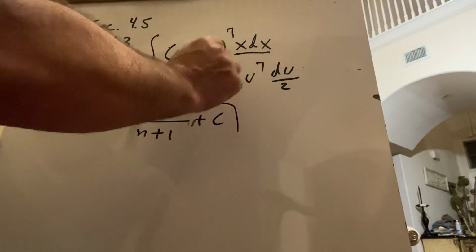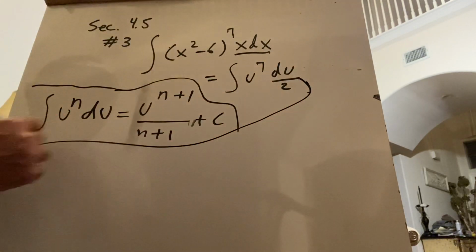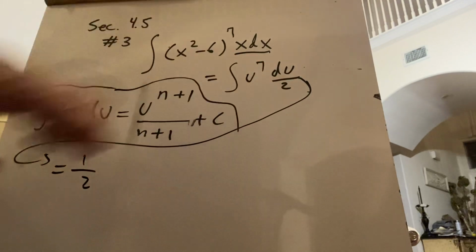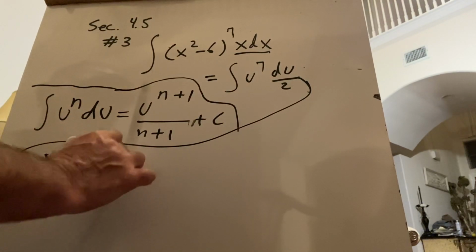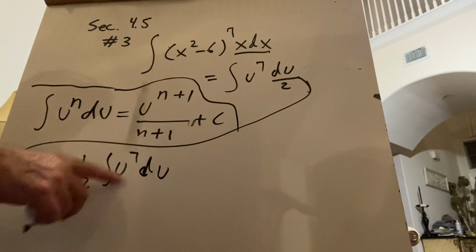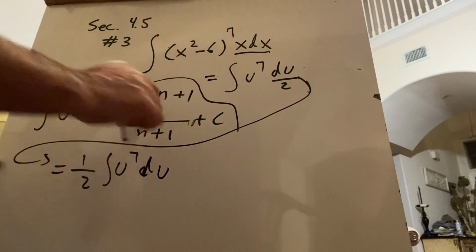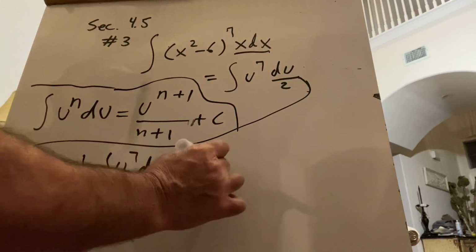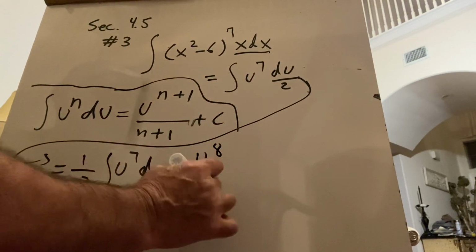From here, we have the same thing as 1/2, so that 2 from downstairs comes outside, times the integral of u to the 7 du. Now you can use the formula that says the integral of u to any power, in this case our power is 7, is u to that power plus 1, of course 7 plus 1 becomes 8, over the same number, 8, and then plus c.